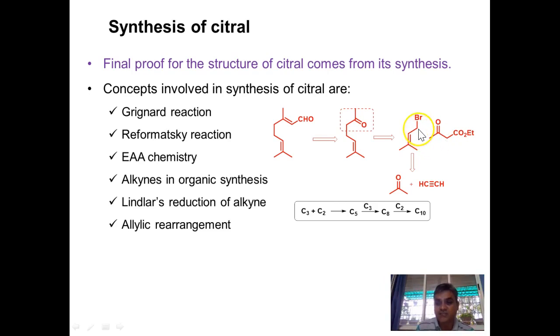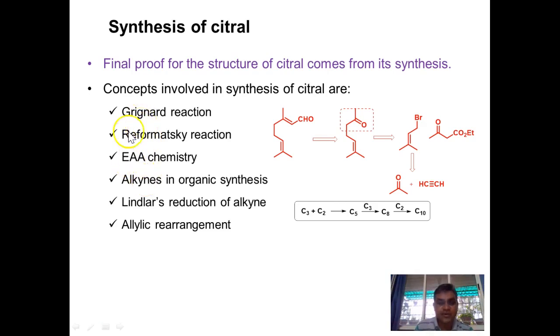This is an allyl bromide. So ethyl acetoacetate chemistry is employed in the synthesis of this citral molecule, and this 5 carbon unit, this allyl bromide, is obtained from acetone and acetylene. We get allyl bromide. So the reaction of allyl bromide with the base gives you the alkylation product, and later on these two carbon atoms are introduced through Grignard reactions as well as Reformatsky reactions.